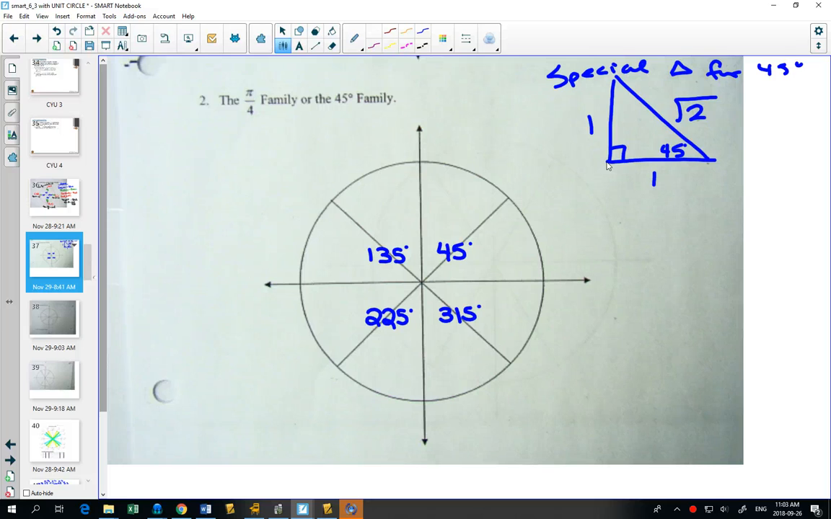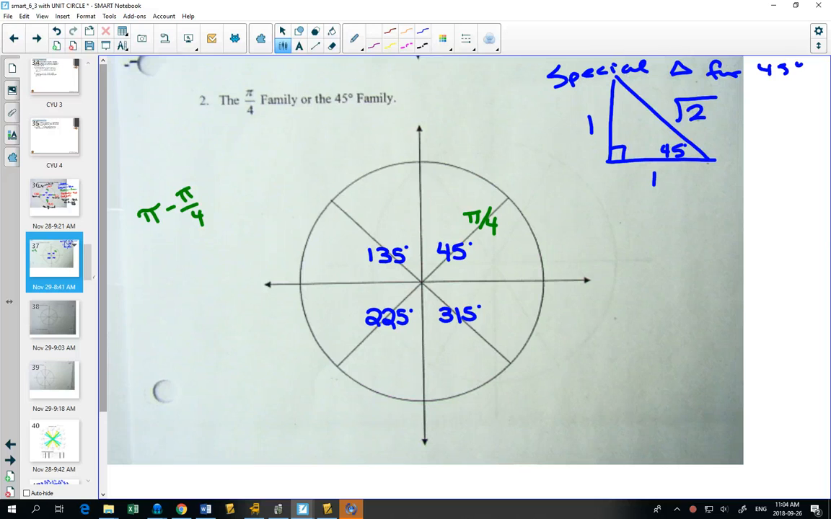What is 45 degrees in radians? Pi over 4. And so to find this angle in quadrant 2, you know how in degrees you went 180 minus your reference angle? 180 minus 45 is 135. So we could do pi minus pi over 4 for the angle in quadrant 2.